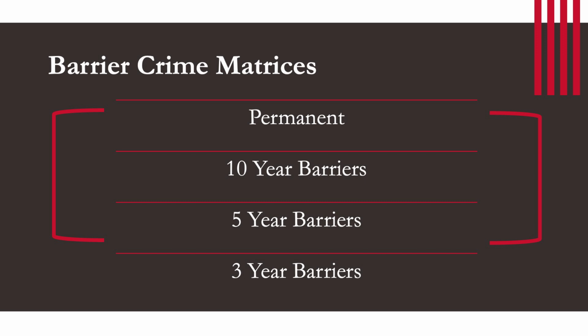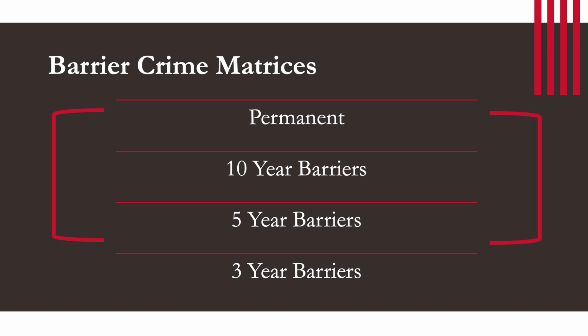Permanent barriers. This means that a barrier crime or condition will remain on an individual's background check permanently. In Alaska, there are no expungements of convictions. 10-year barriers. This means that a barrier crime or condition will remain on an individual's background check for 10 years from the date of disposition or the conviction date. 5-year barriers. This means that a barrier crime or condition will remain on an individual's background check for 5 years from the date of disposition or the conviction date.